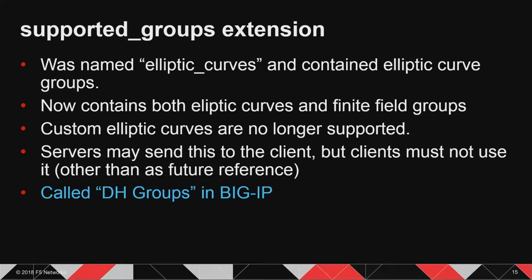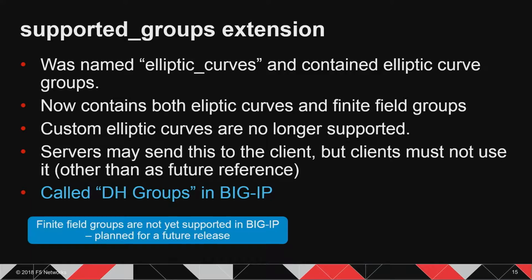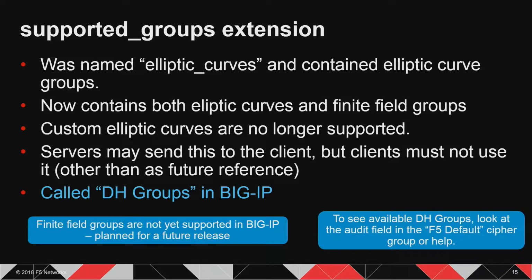On BIG-IP, as we saw on the last slide, we call this DH groups. And in 14.0, we don't yet have support for finite field Diffie-Hellman group negotiation. That is on the roadmap for a future release. You can see the available Diffie-Hellman groups on the box by looking at the audit field for the F5 default cipher group, or in the help, it shows you.